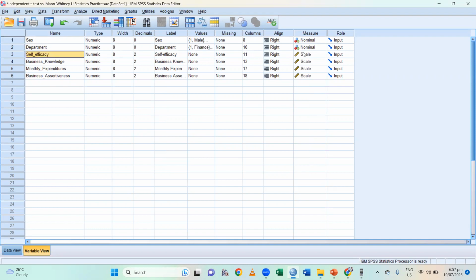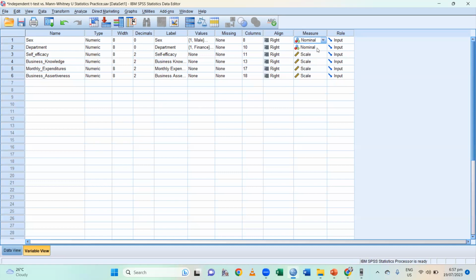And for the self-efficacy, these are all scales because all of these are at least interval. So you might see here, scale. Take note, you could see only nominal, ordinal, or scale. You might ask, sir, where's interval, where's ratio? In SPSS, if your data is interval or ratio, then it appears as scale. And take note, it is us who actually encode the data there. So sex is nominal. Department is also nominal, but the rest are on scale.